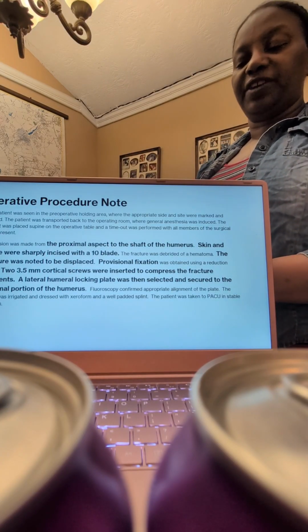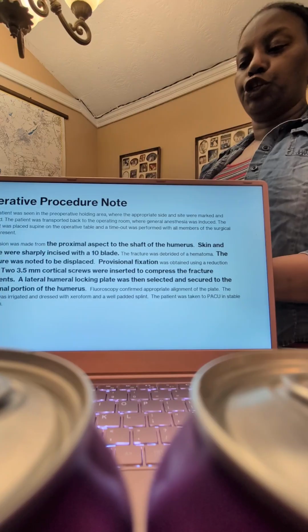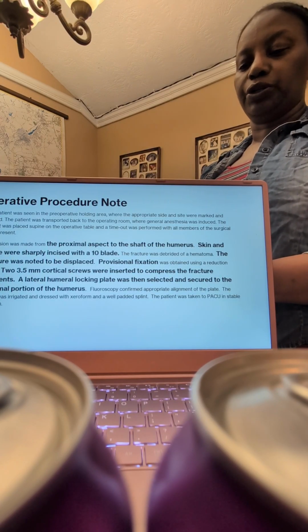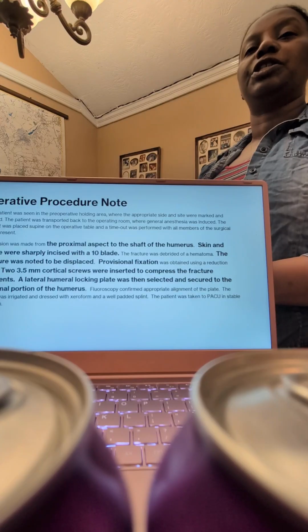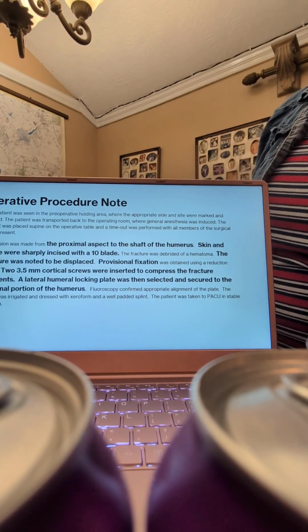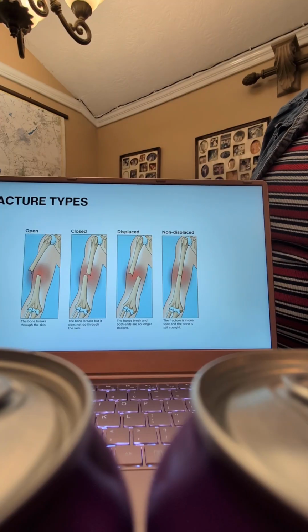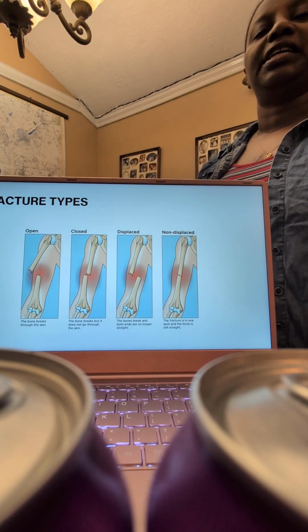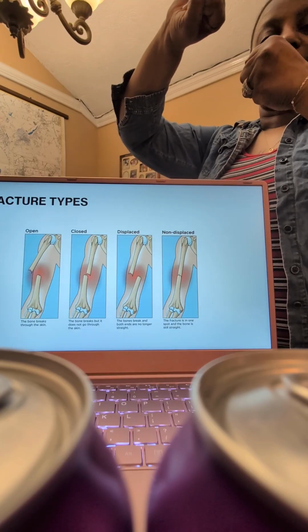There was a provisional fixation. Two 3.5 millimeter cortical screws were inserted, as well as humeral locking plates. This is an example of a displaced fracture. As you can see, the bones are separated from each other.